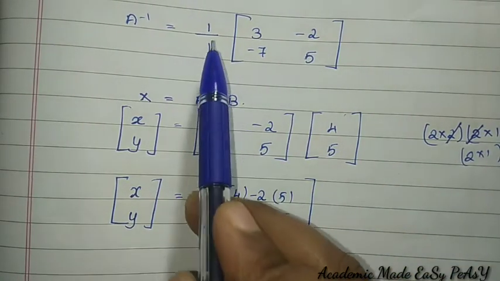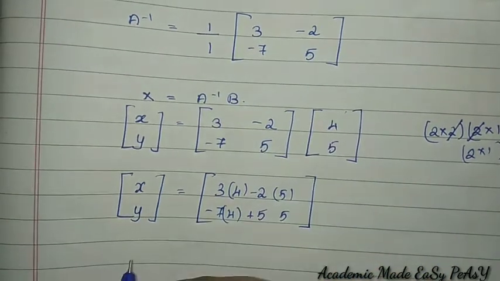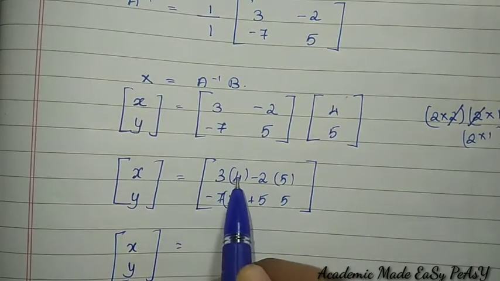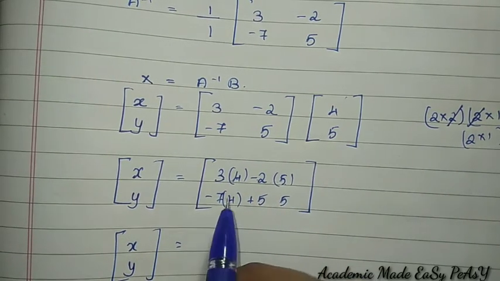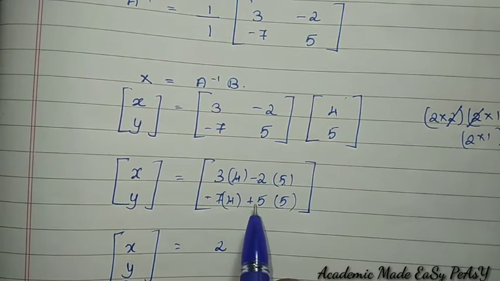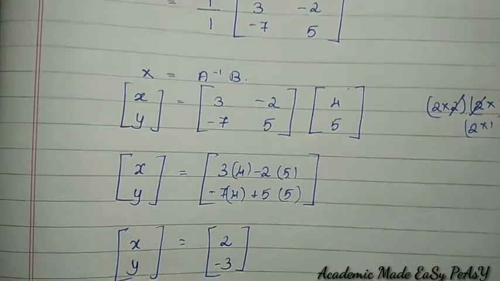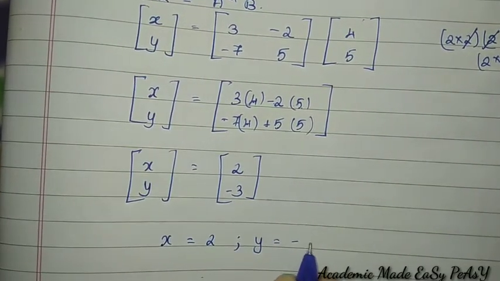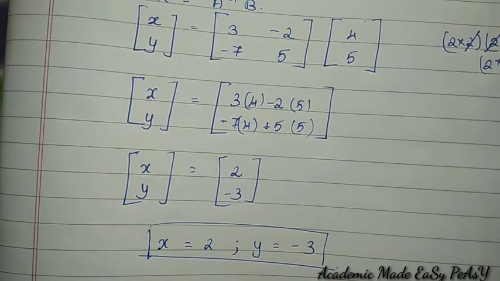Okay, so A inverse, here it is 1 by 1 only, no? So only just like that I took. I didn't take this one here. So my XY is equal to, 3 fours are 12, 12 minus 2 fives are 10. So 12 minus 10 is 2. And here it is 7 fours are 28. So -28 plus 25 is -3. So the answer for x and y: x is equal to 2 and y is equal to -3. These are the required values for x and y.